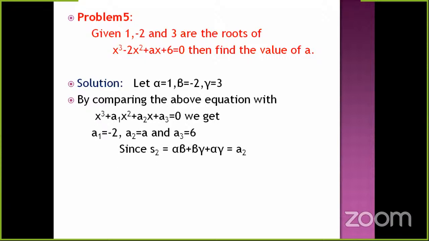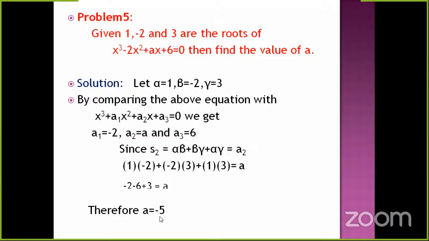To find out the a value, in the relation between coefficients and roots, the term is S2. So consider what is S2? The sum of products two at a time, that is S2 is equal to alpha beta plus beta gamma plus alpha gamma is equal to A2. Now substitute the values of alpha, beta, gamma. That is 1 into minus 2 plus minus 2 into 3 plus 1 into 3 is equal to, what is the A2 here? A. So that implies by solving the values, I will get minus 2 minus 6 plus 3 is equal to A. Therefore, A value will be equal to minus 5.